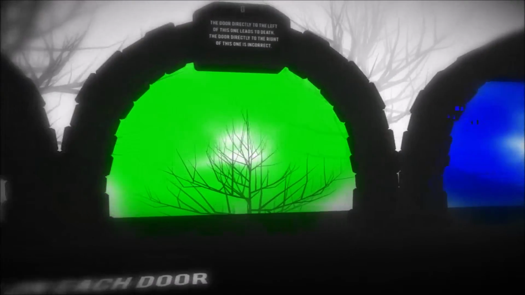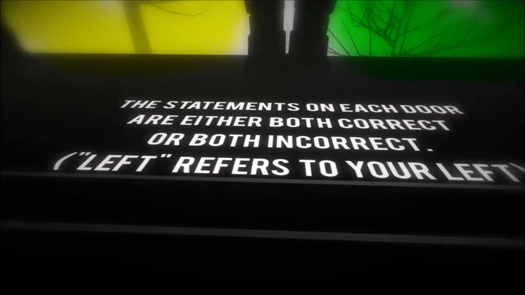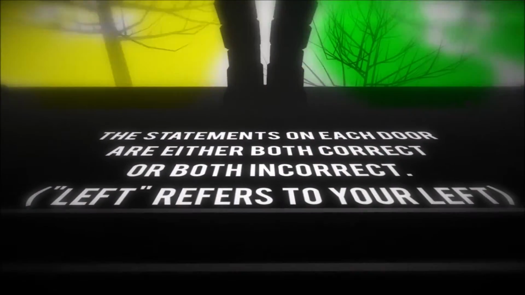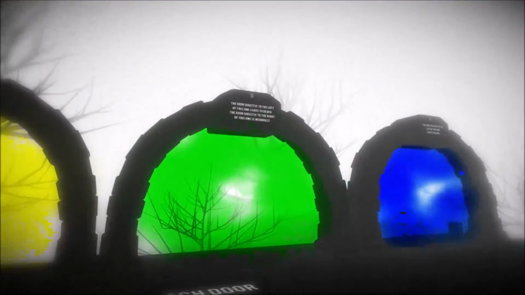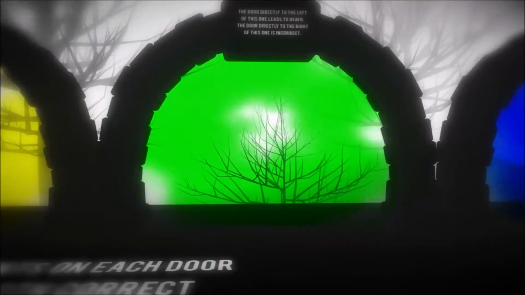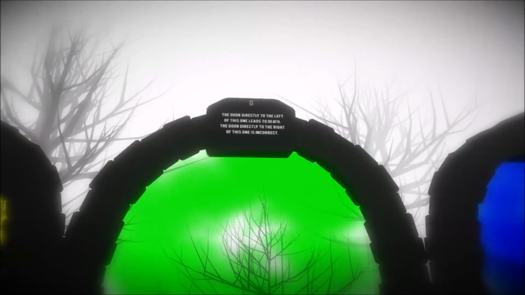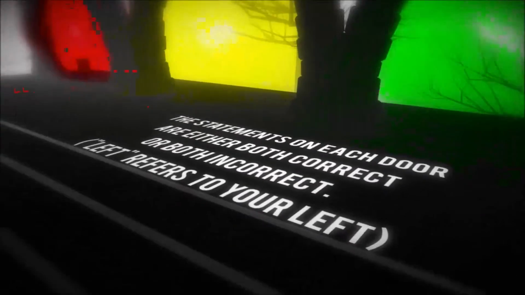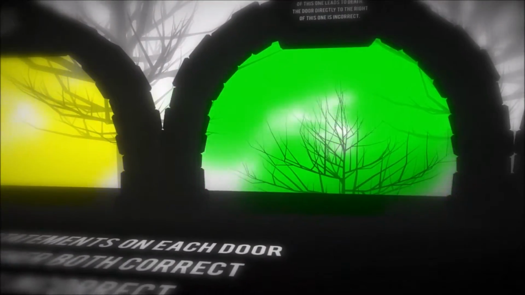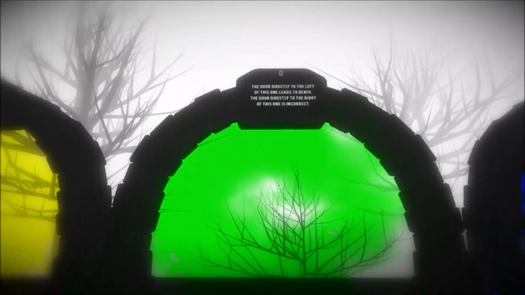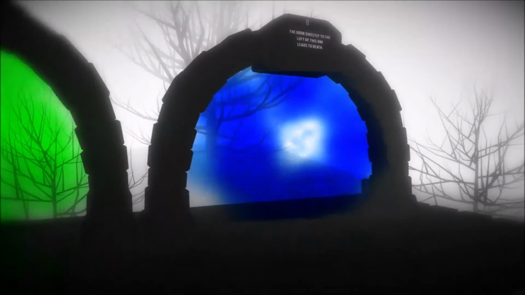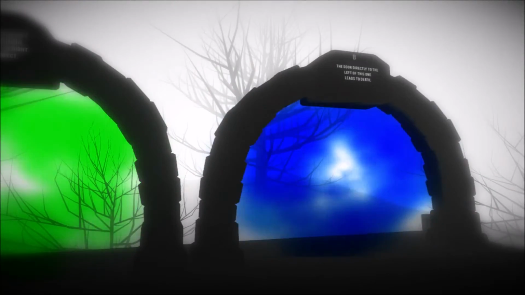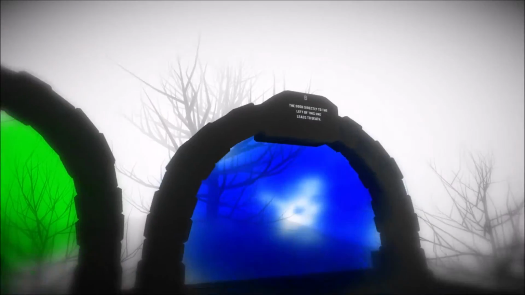Okay. So statements are either both correct or both incorrect. So if you led to bacon, and only one door can lead to bacon, right? I'm assuming, because that's how it's been. If you're bacon, then you would be not bacon, and you would be false.